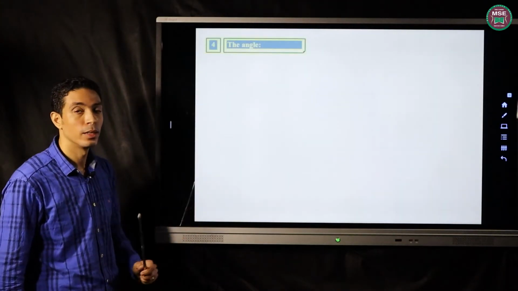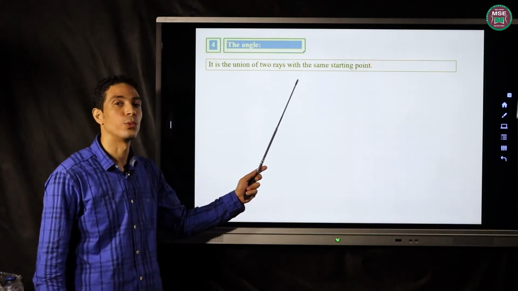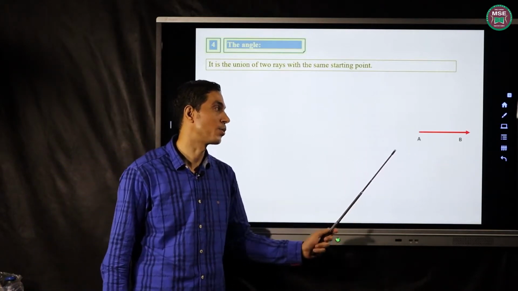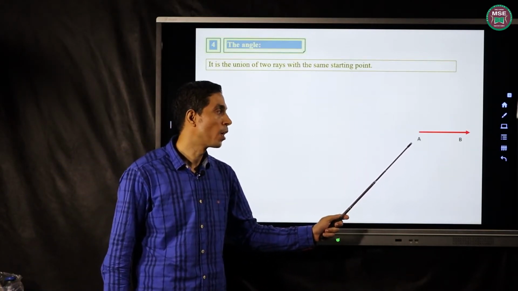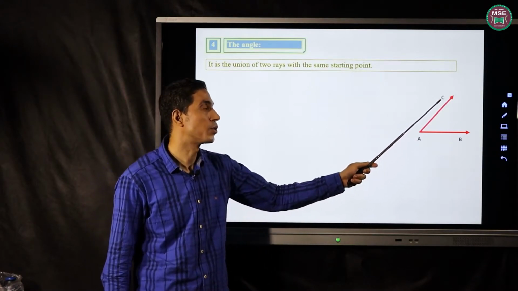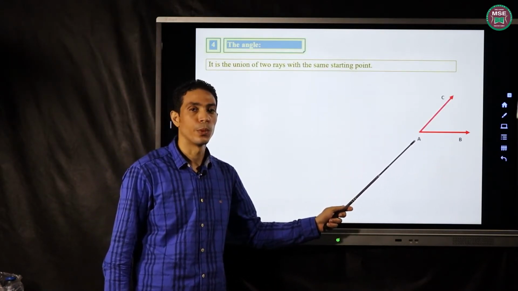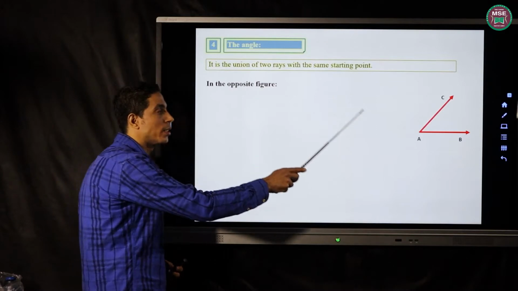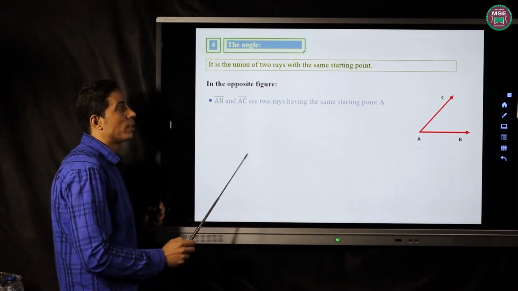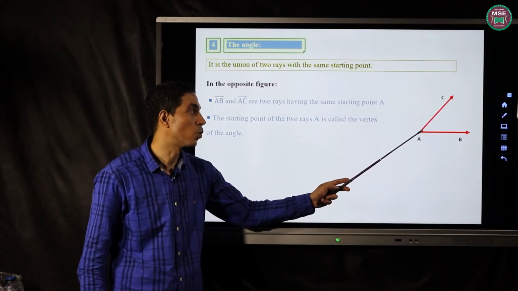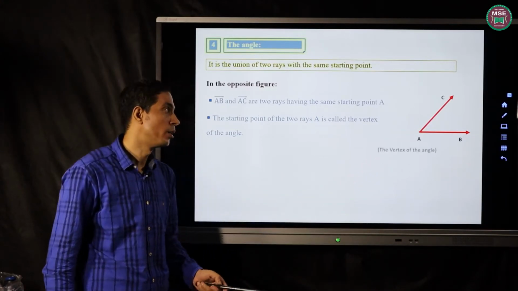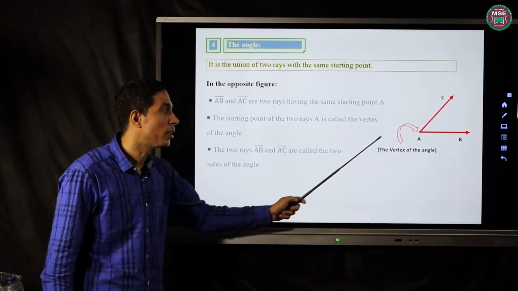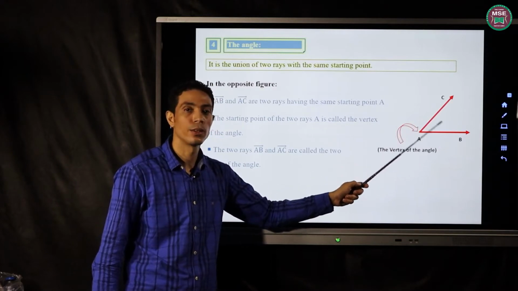Number 4, the angle. The definition of the angle is the union of two rays with the same starting point. Example, if we have ray AB, the starting point of this ray is A, and another ray is AC. These two rays have the same starting point, called A. The same starting point, the common point, is called the vertex of the angle. Then A is the vertex of the angle. And AB and AC are called the sides of the angle.